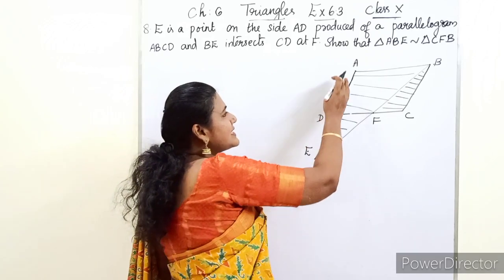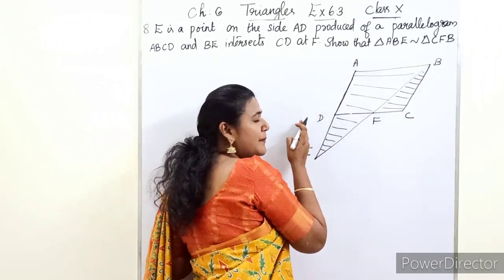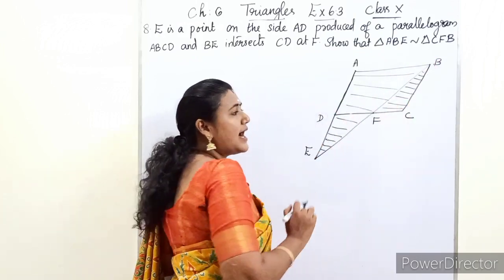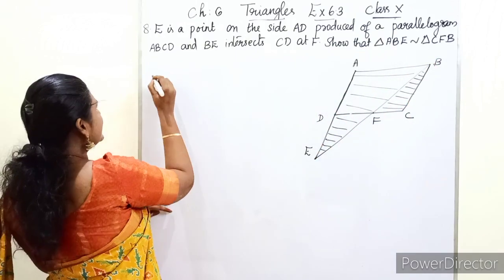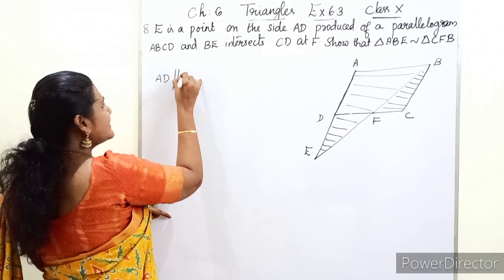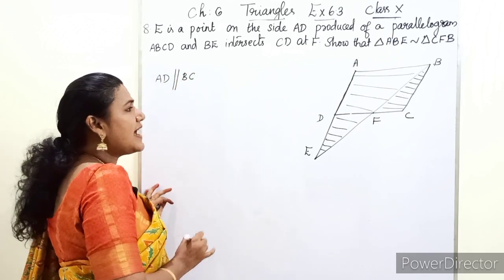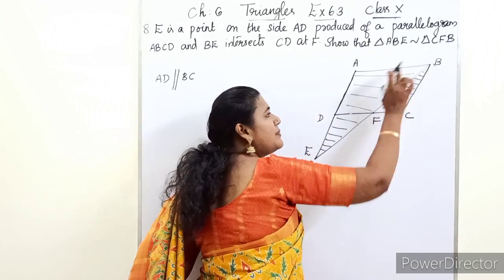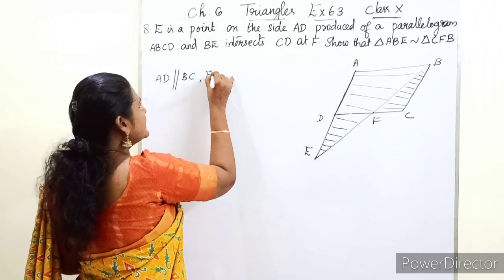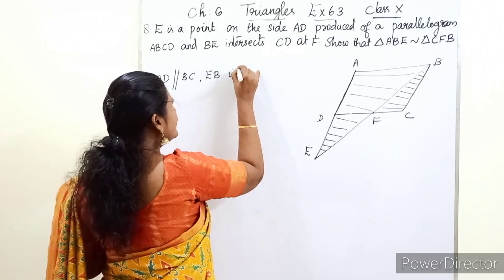So first thing, since ABCD is a parallelogram, the side AD and BC are parallel. You know that since ABCD is a parallelogram, we have AD is parallel to BC, and we can consider EB as the transversal. EB is the transversal.